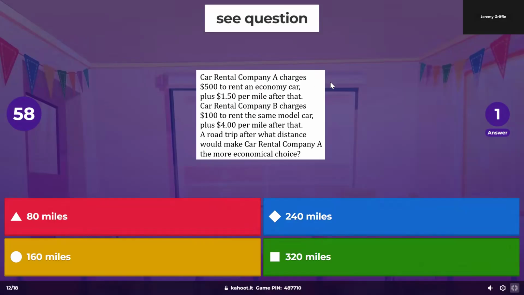A rental car company charges a bunch of money up front to rent an economy car, plus a little bit per mile after that. A different car rental company charges just a little bit up front and a lot per mile after that. So what distance would you want to switch from one rental company to the other? So here's how you do this. Set up an equation for car rental company A, a separate equation for B, and set those equal to each other. And you can solve for x, which is the distance of the trip where you'd want to switch from one to the other.